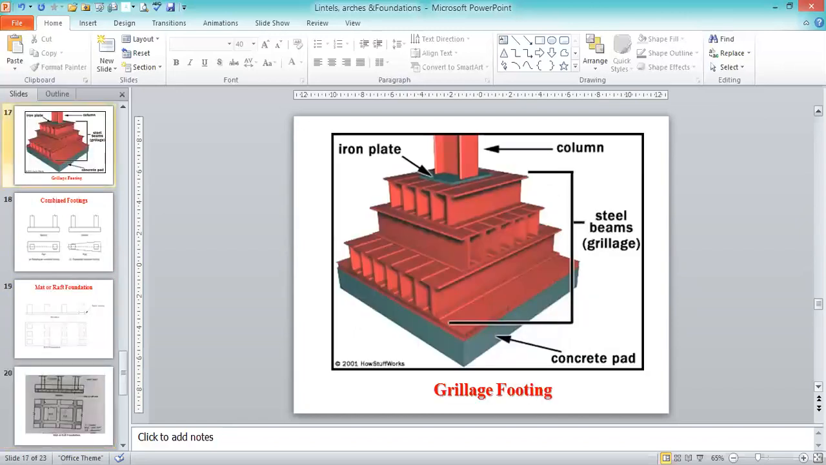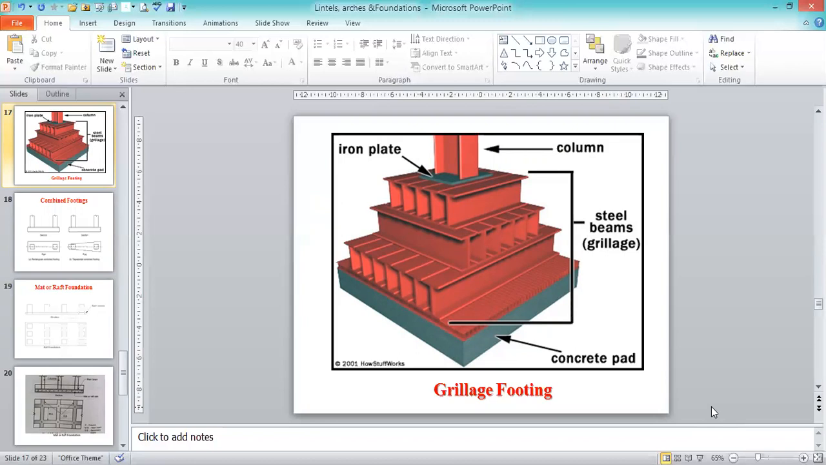Then the grillage footing. Grillage foundations are used for steel constructions and industrial buildings, where heavy machinery is expected to be placed on the floor. In those circumstances we go for the foundation called grillage footing. The normal footing, that is a spread footing or other types of footing, is not sufficient or suitable to take care of the heavy machinery. Then we go for the grillage footing.